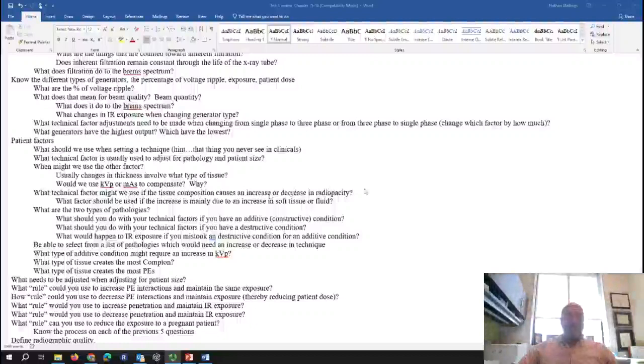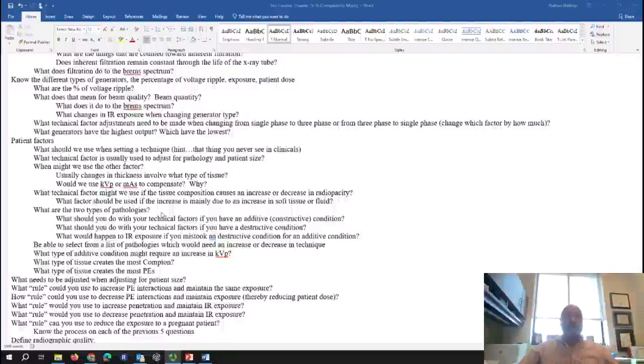Tissue composition, we just talked about that. If it increases radiopacity, we might want to change KVP. So if it's fluid though, soft tissue or fluid is mass. We have two different types of pathologies. One will be additive, meaning we add tissue density, and the other would be destructive or subtractive.